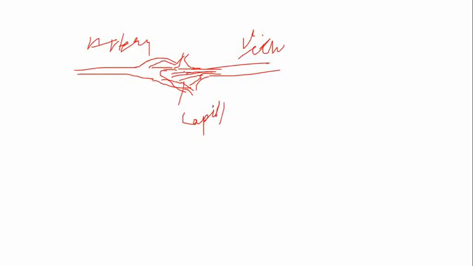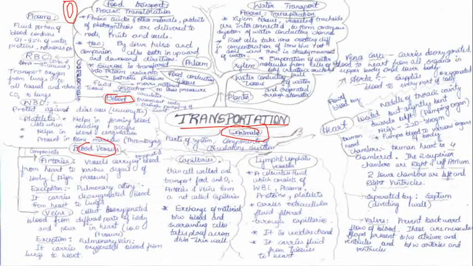So as we can define from this diagram itself, they are thin walled, and they transport oxygen and receive carbon dioxide, allowing exchange of materials between blood and organs.